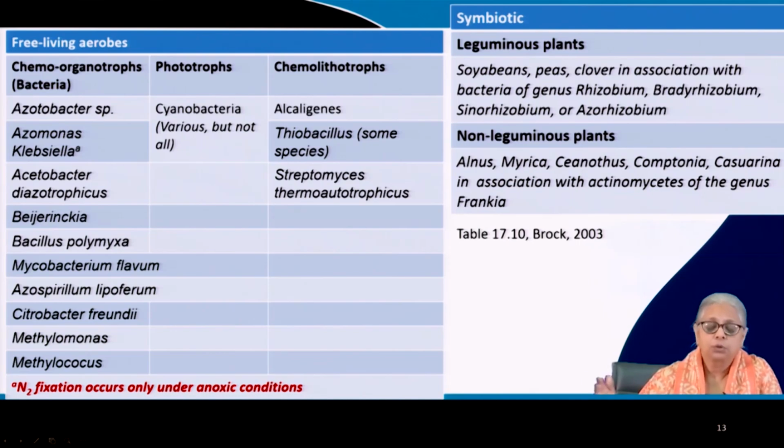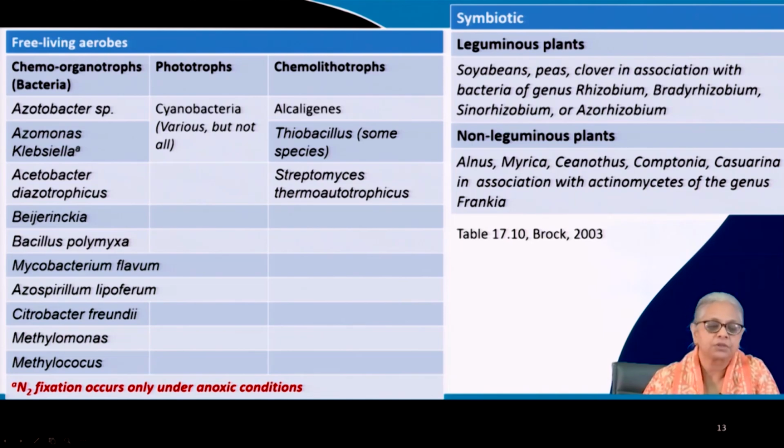Under oxic conditions, it's a completely aerobic, I think heterotrophic bacteria. It doesn't even go into the nitrogen fixing mechanism. So, that happens only under anoxic conditions. That's something that's very peculiar about Klebsiella. Other examples are Acetobacter diazotrophicus, Beijerinckia, Bacillus, Paenibacillus, Mycobacterium, Azospirillum, Citrobacter, Methylomonas and Methylococcus. So, these are some of the chemoorganotrophs.